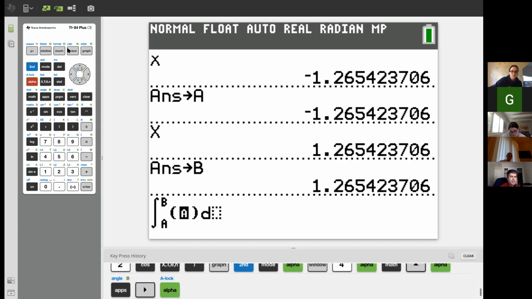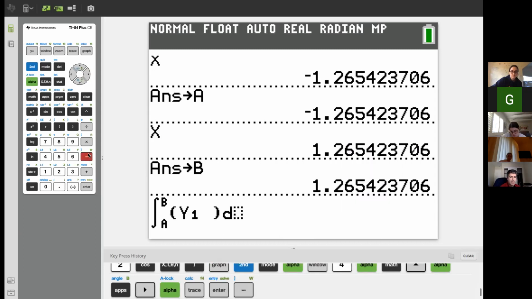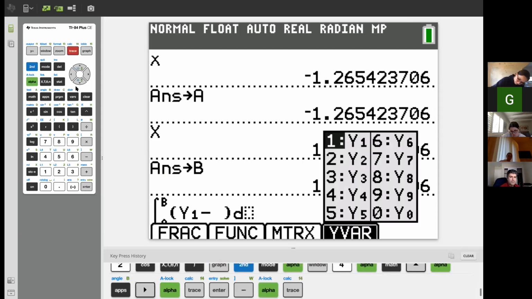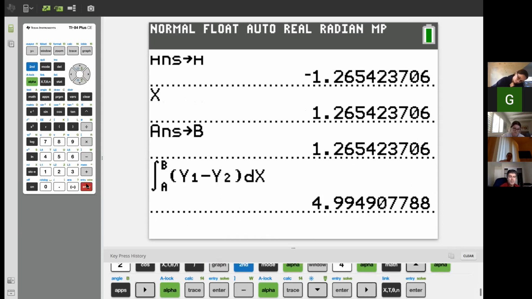Hit alpha trace to call up y1 minus alpha trace to call up y2. And then you do dx. So the answer is 4.995.